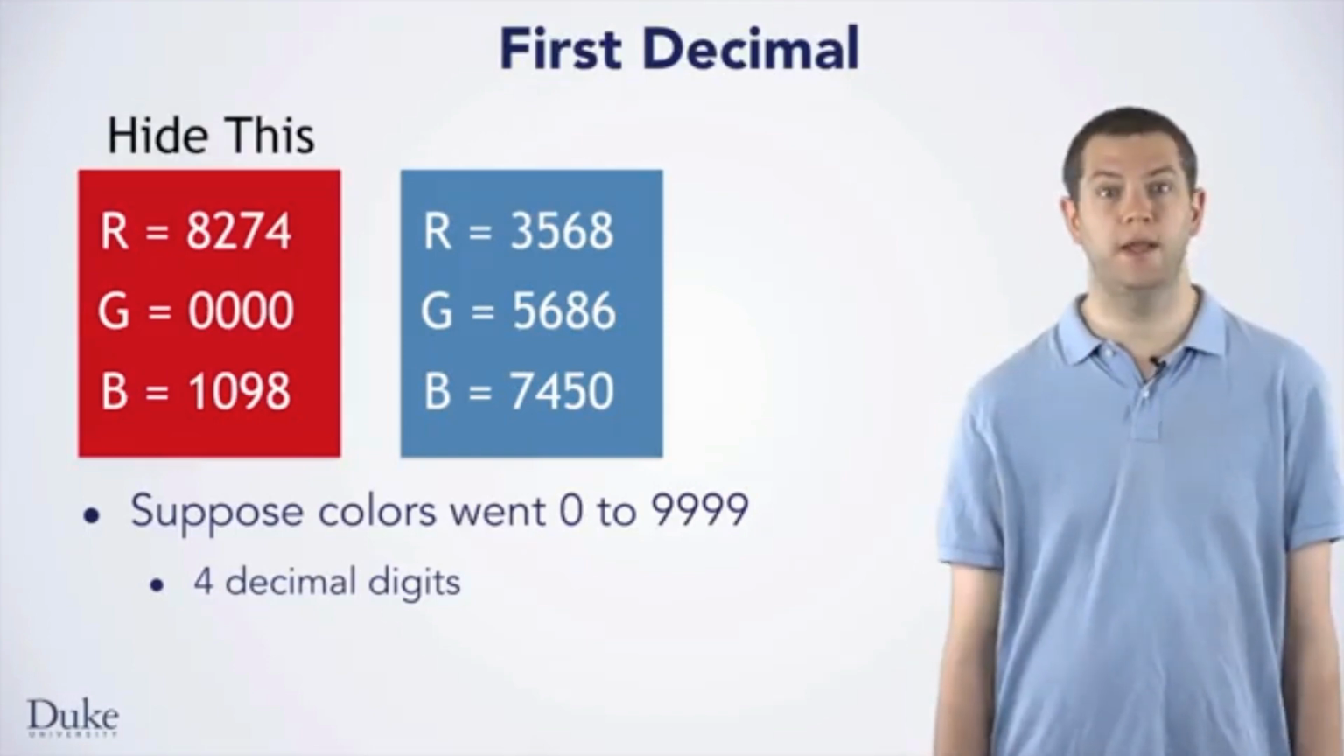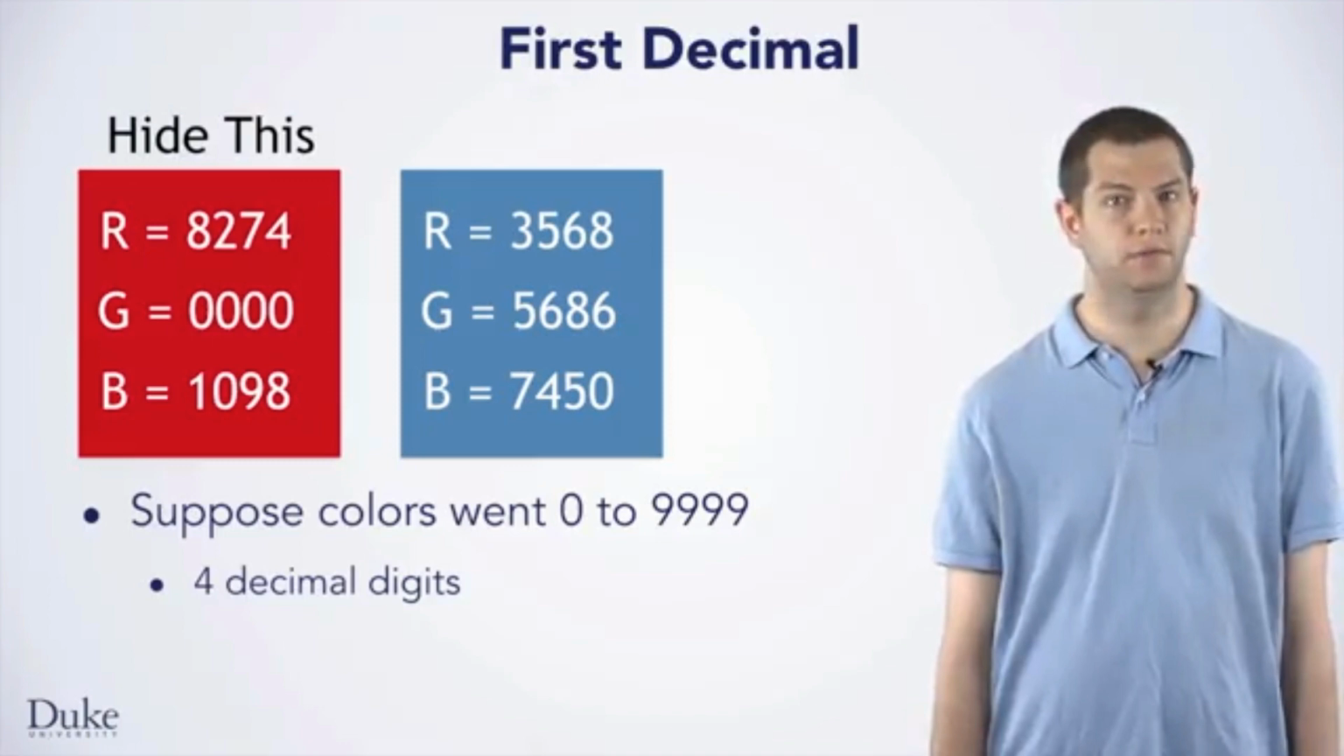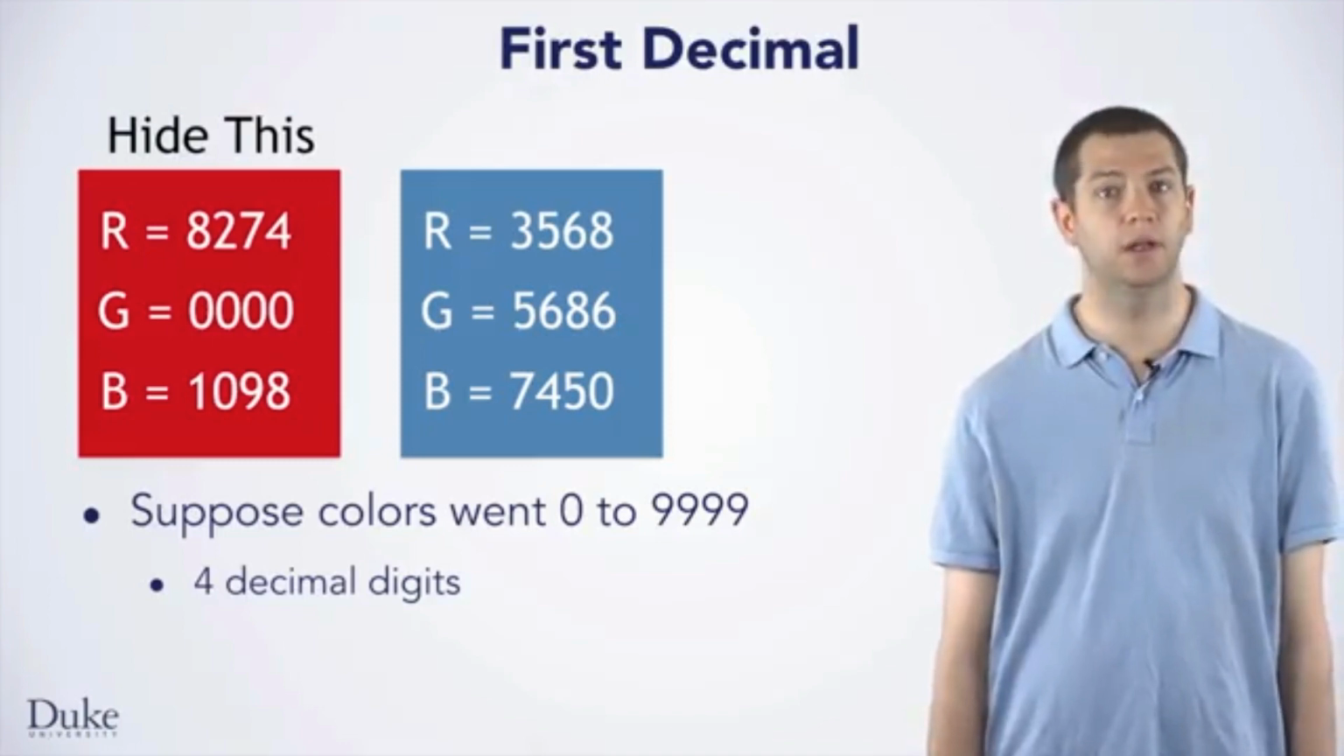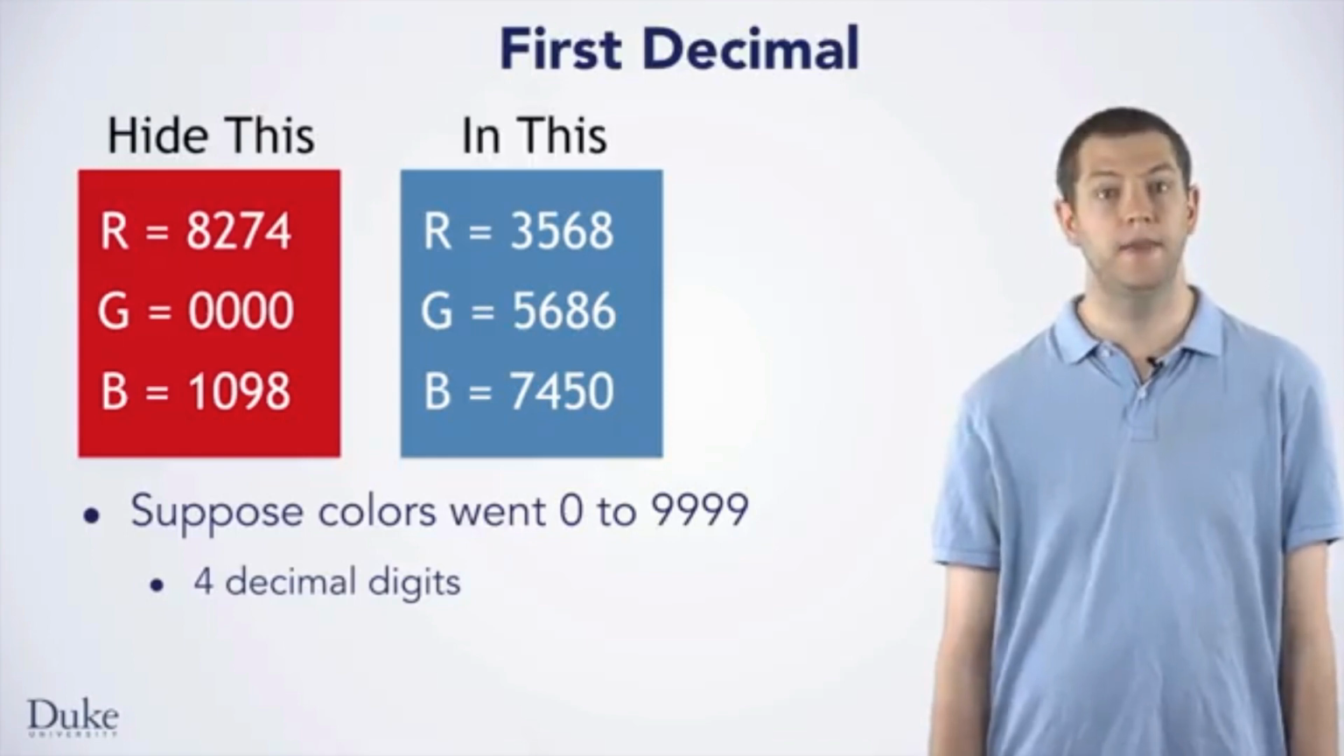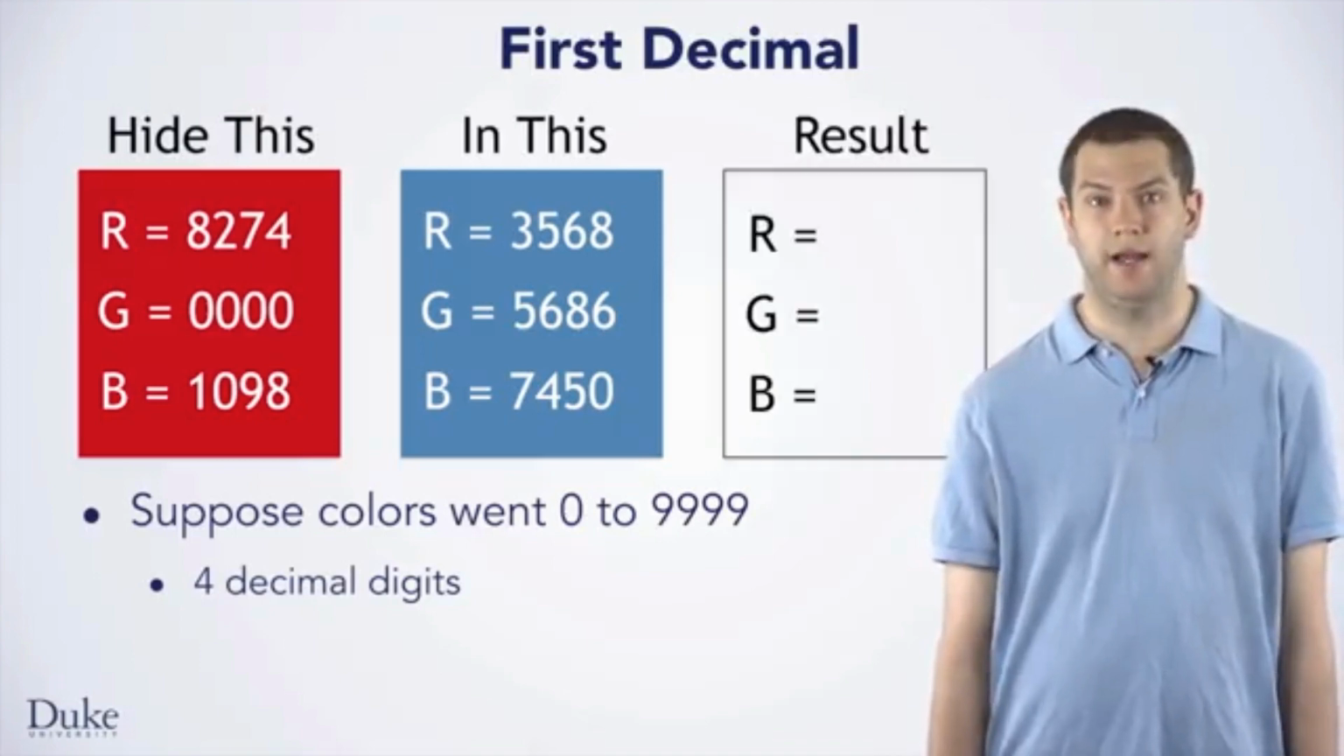Now suppose you want to hide this red pixel with the RGB values shown. Red equals 8274, green equals 0, and blue equals 1098. In this blue pixel with RGB values of red equals 3568, green equals 5686, and blue equals 7450. We'll put the result here on the right.